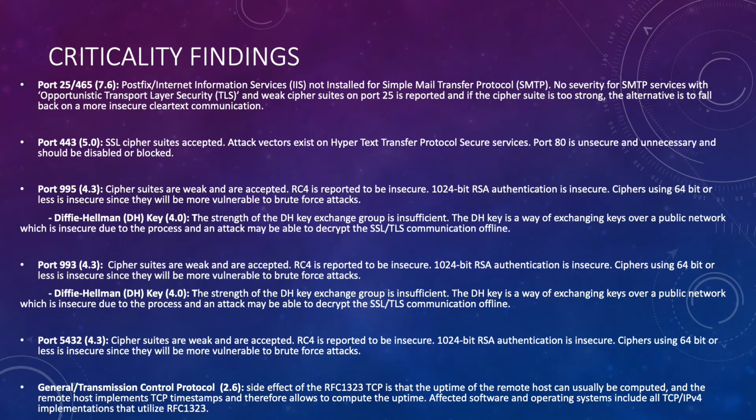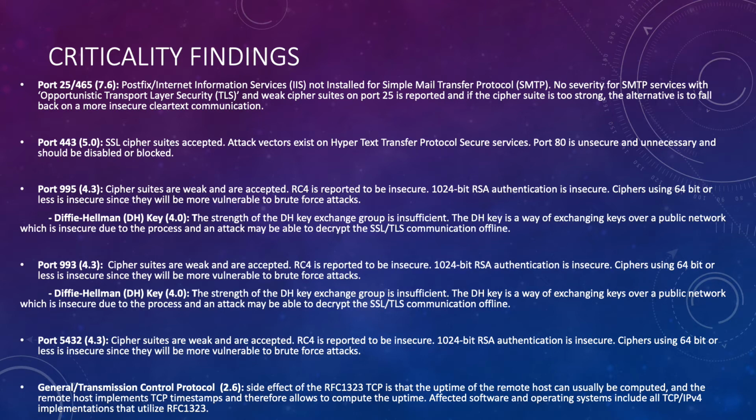So now we're going to talk about the criticality of the findings. We're going to start from the highest criticality to the lowest. Of course, we want to take care of the biggest problem first that poses the biggest threat, and that would be for port 25, because it has a score of 7.6 according to the NIST CVSS. And the problem here is that SMTP is not installed, and the required services aren't installed either, such as postfix for Linux and IIS for Windows.